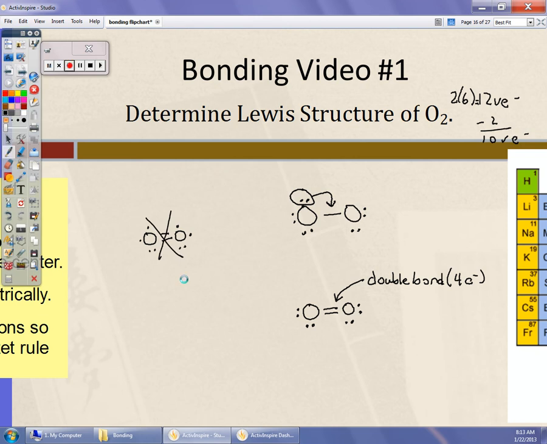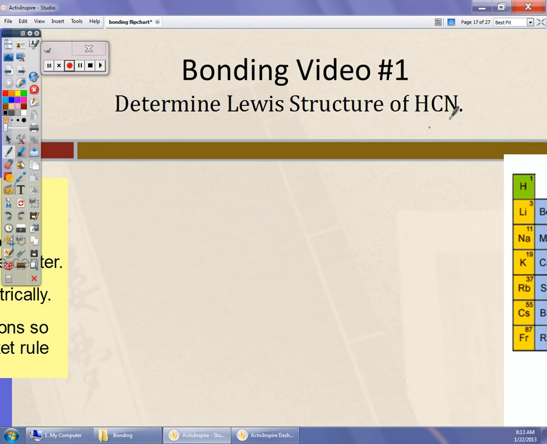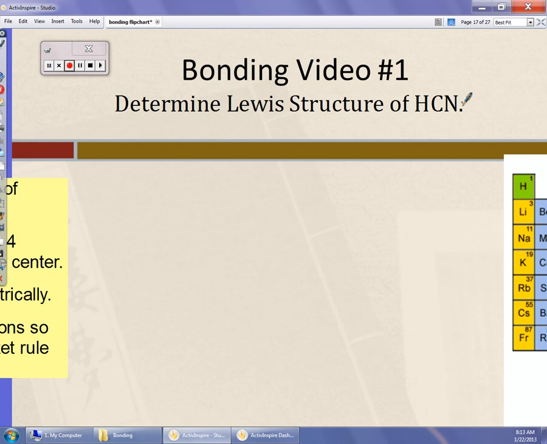Okay, last example problem. A good practice for you would be to stop the video and try HCN on your own, then come back and double check your work. We're going to go ahead and proceed now. There is 1 valence electron for hydrogen, 4 for carbon, and 5 for nitrogen, or 10 valence electrons total. The one in the middle is going to be the carbon because it has 4. And the N and the H are going to spread out around it.